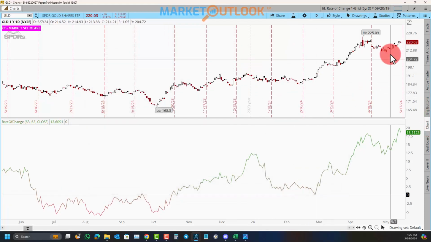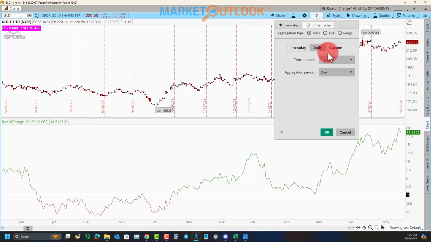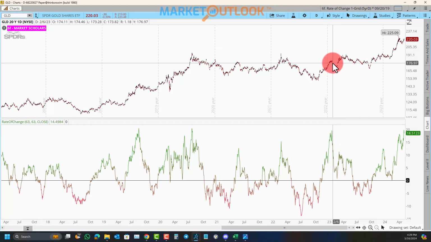And this is, remember, the ETF that tracks gold. But we were close to a 20% run there in gold. So if I were to zoom this out a little bit for some context, the last time we had this was right before the banking crisis, right there in the early part of 2023.